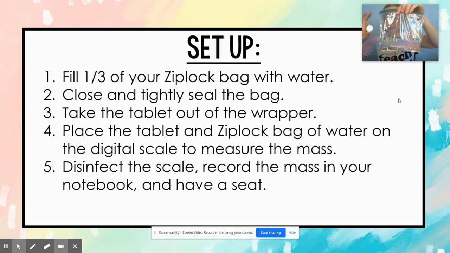So what is the mass of the Ziploc bag, the water, and the Alka-Seltzer tablet before anything happens? That's going to go in the before section in your notebook, which we'll set up here in just a second.